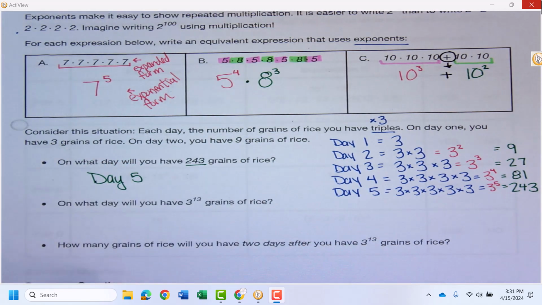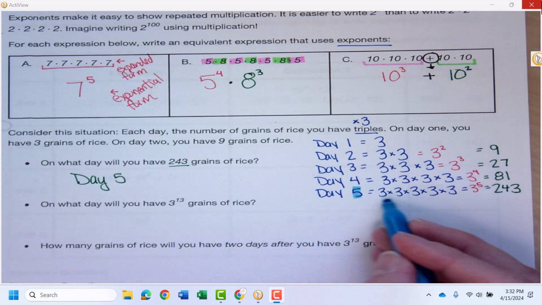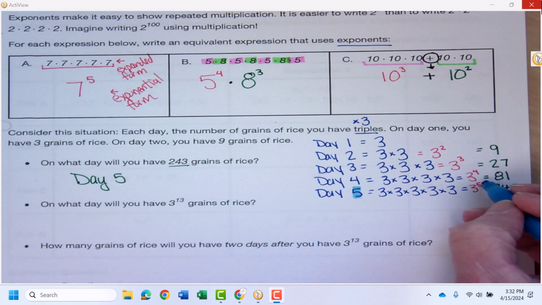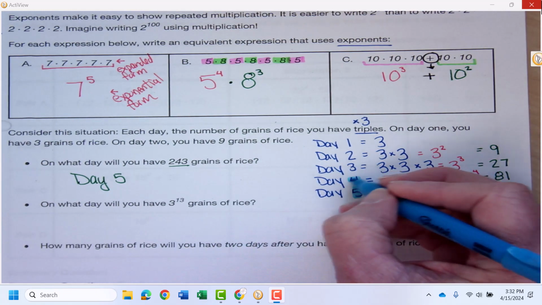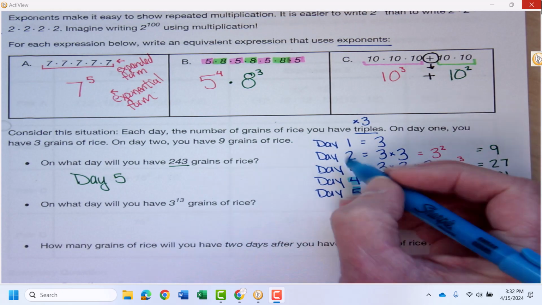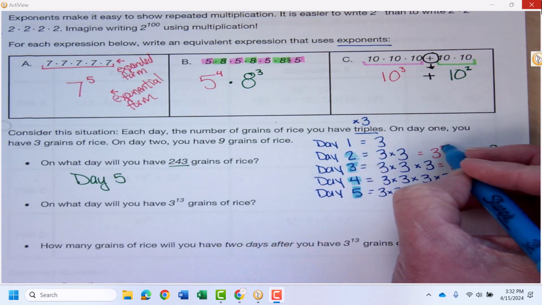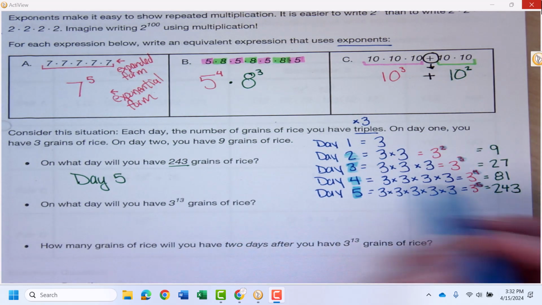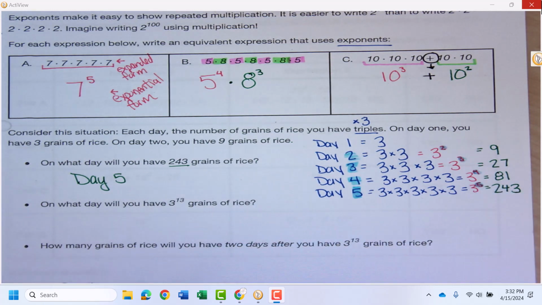Now I want to point something out to you that might help us with the next couple of problems. On day 5, 3 appeared as a factor 5 times. Our exponent was 5. And that worked for day 4, the exponent was 4, day 3, the exponent was 3, and so on. So the day number is actually the exponent that I'm going to put on the 3. That's how many times I've used 3 as a factor.